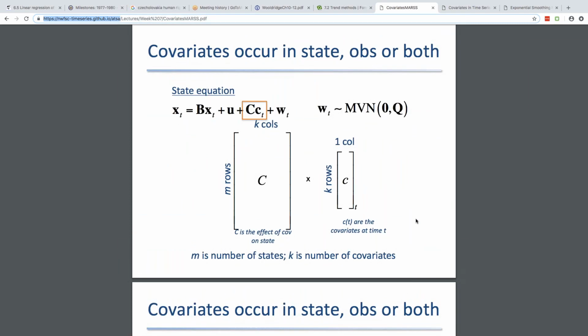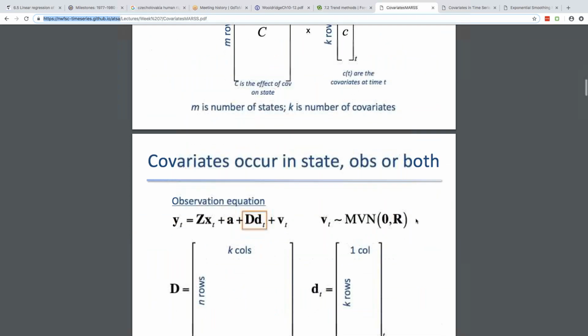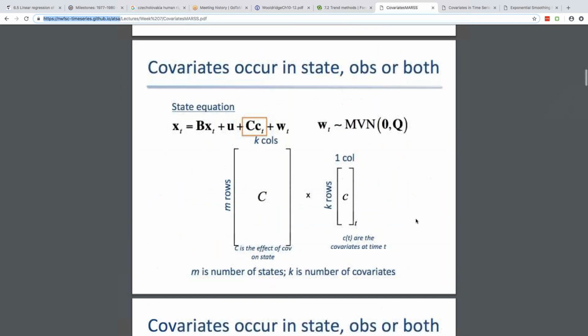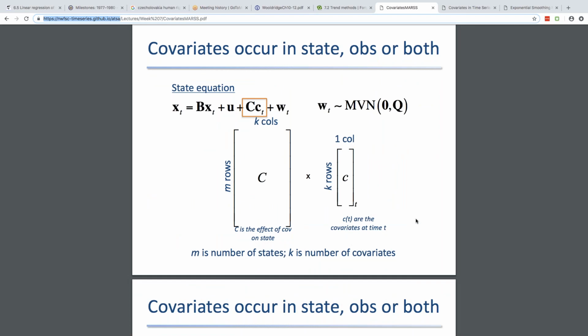All right, so let's look at the C matrix and this little c. The little c are the covariates, and it's going to be a column vector. There are k covariates in this example, and this is the covariate observed at time t. We can't have any missing covariates here. I'm going to talk towards the end about how to deal with missing covariates. So I've got all my covariates here. Let's say I have k of them here.